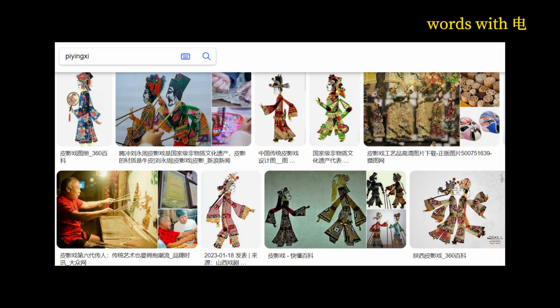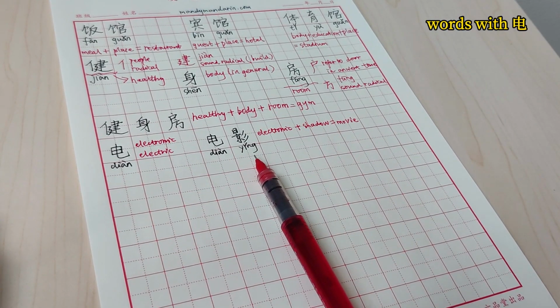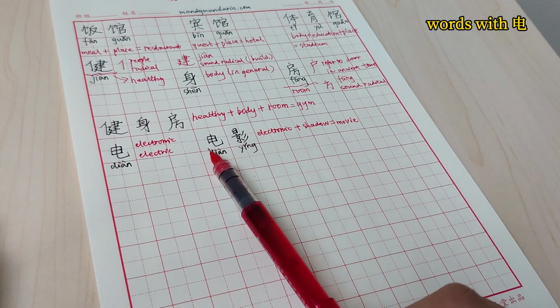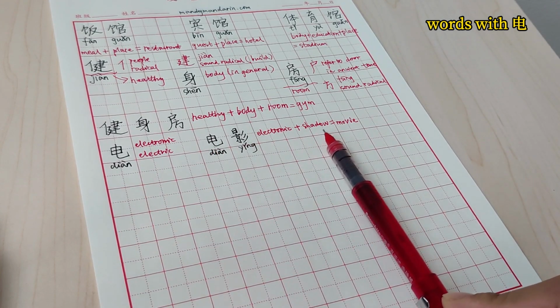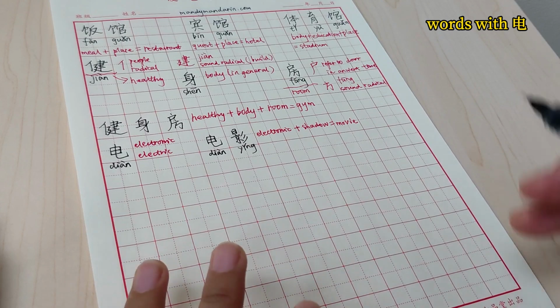Here is a picture of the puppet shadow play. It's a very popular entertainment in ancient China. So people would watch the shadow of the puppet move on the screen. So let's say it's an ancient version of a movie. So now let's go back to the words 电影. Now it all makes sense, right? Electronics, shadow, make movie.